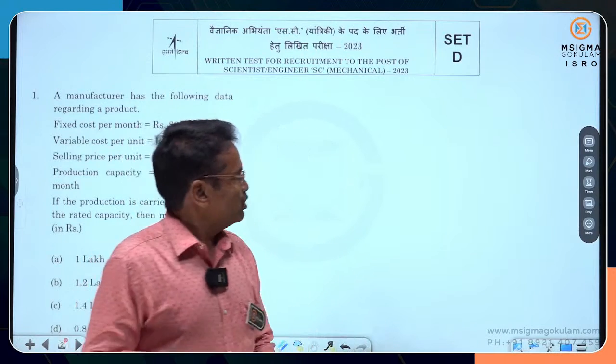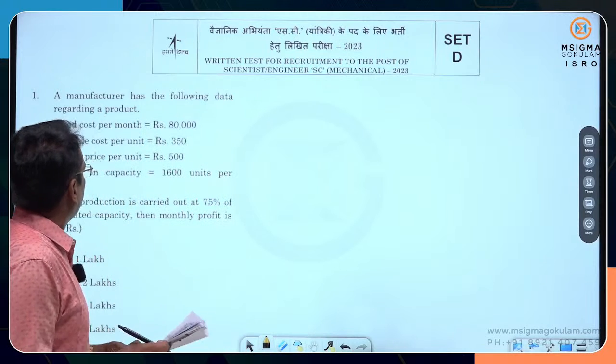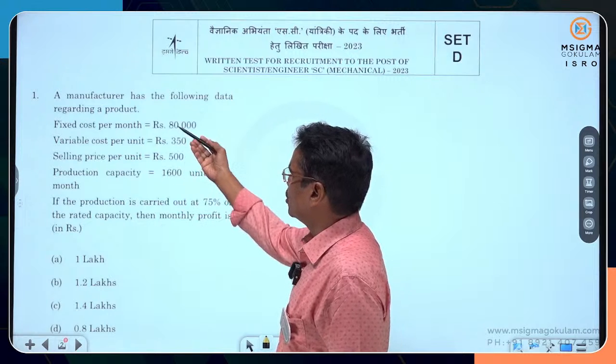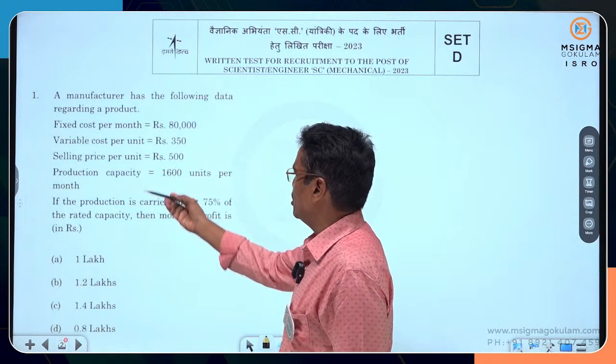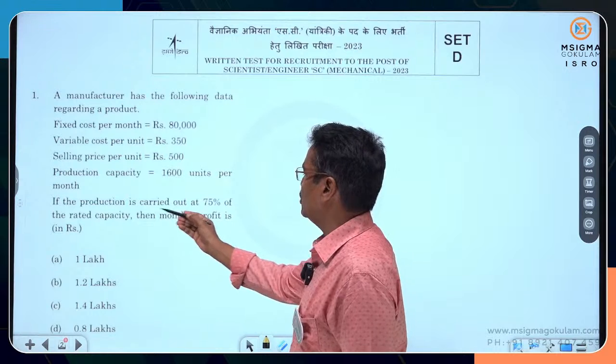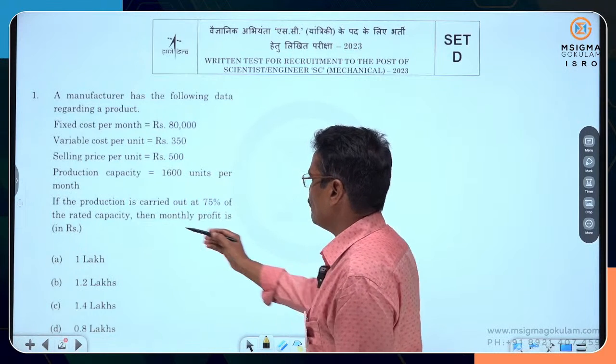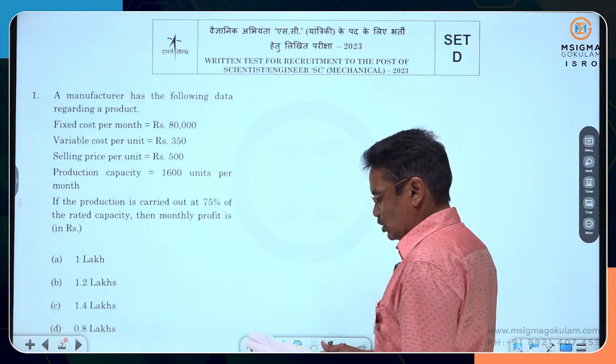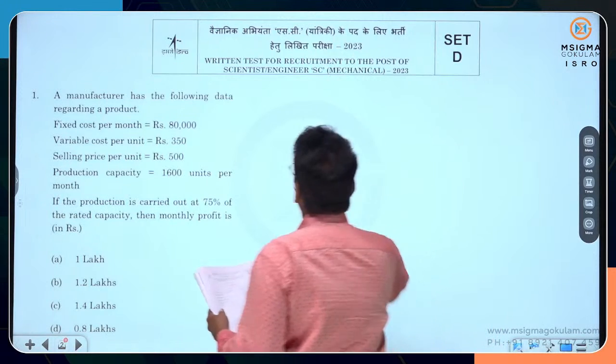So the very first question goes like this. This is a question on operations research. A manufacturer has the following data regarding a product: fixed cost, variable cost, selling price, production capacity per month. If the production is carried out at 75% of the rated capacity, then the monthly profit is. The solution of this could be given like this.